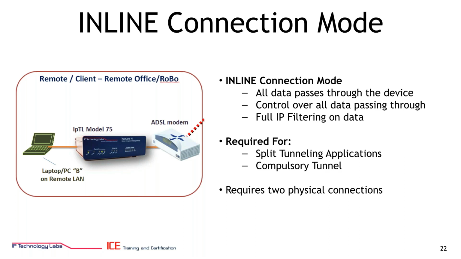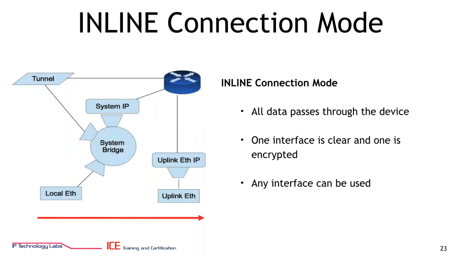So I would have an uplink WAN port connected to an internet router connected directly to the internet. And then on the local side of the device, I've got my local laptops and databases that are going to make access to the tunnel. Now, that laptop on the left can be routed up through the local ISP, or he can go across the tunnel to a remote location. So all data passes through the device in an inline mode connection. One interface has encrypted traffic, and another interface has traffic that's in the clear. Any of the interfaces can be used to create the inline connection mode.